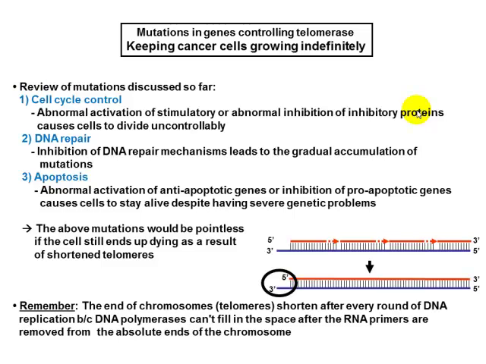Now, what else is used for suppressing cancer or triggering cancer to develop? As I mentioned, you have cell cycle control, DNA repair, apoptosis, and of course you cannot forget about the telomeres, the telomerase activity that helps the cell to live forever.